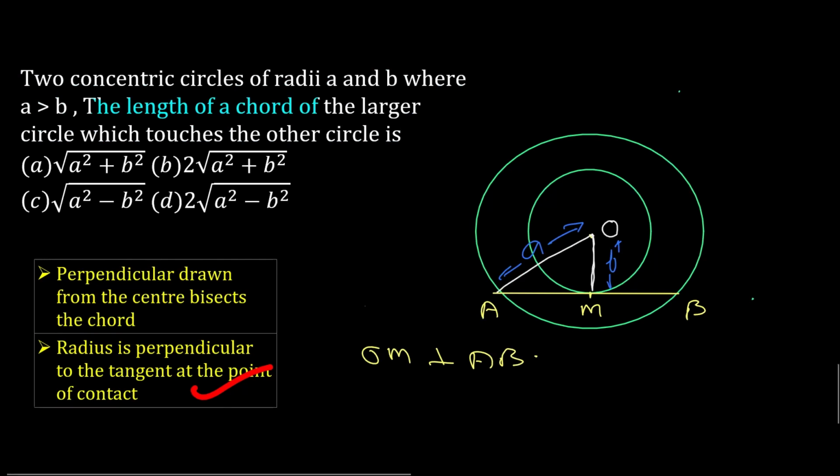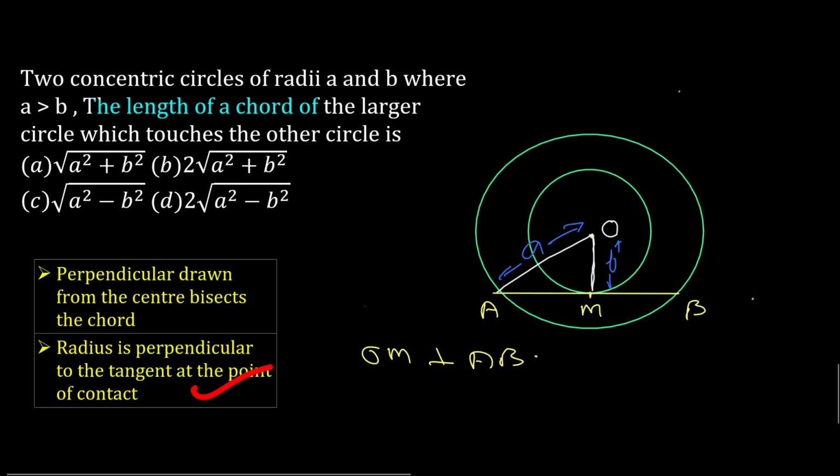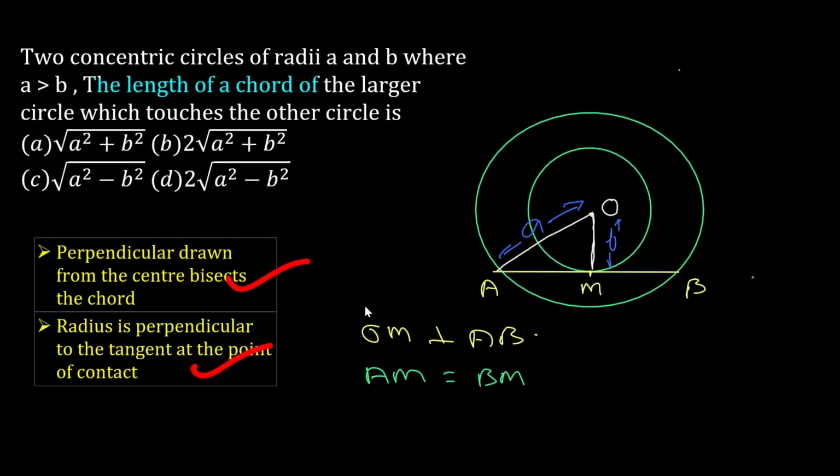Now let's figure out the other property for the outer circle. What is AB here? AB is a chord, right? And we have proved that OM is perpendicular to AB. So we know that the perpendicular drawn from the center bisects the chord. So using this property, we can say that the length of AM is equal to BM.